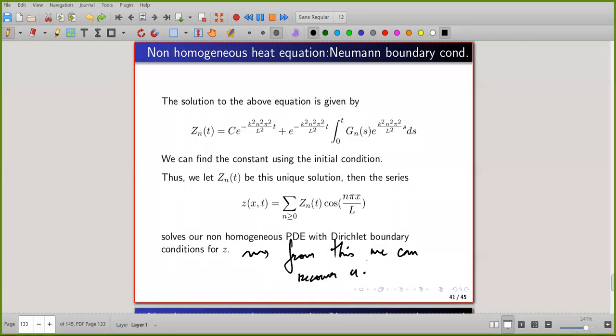So let me once again pause here. The steps are fairly straightforward, and if you have any doubts, you can ask me.